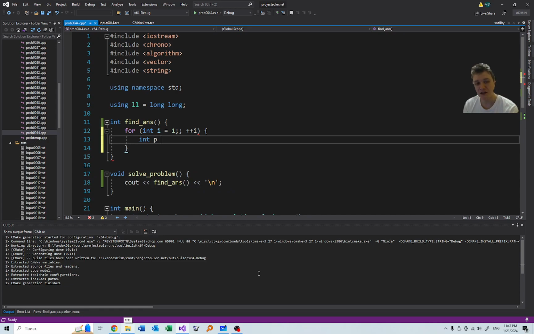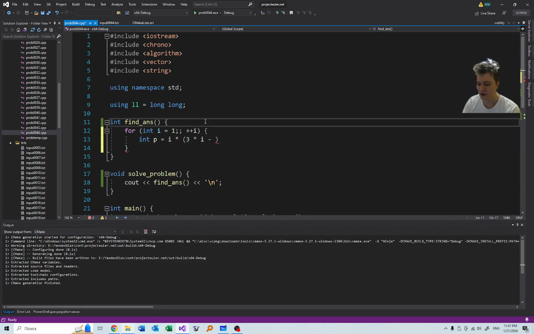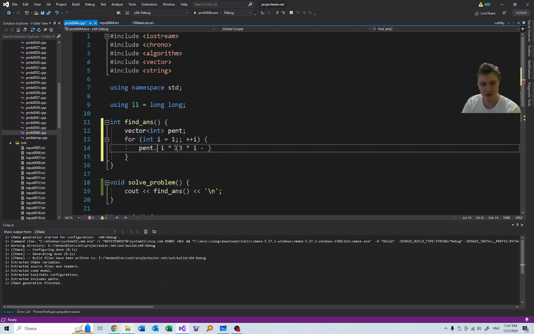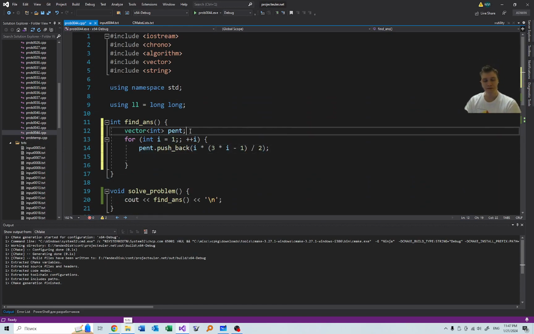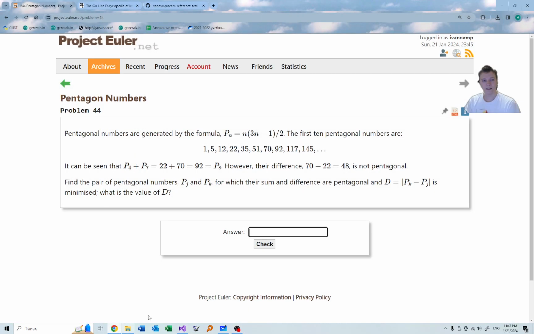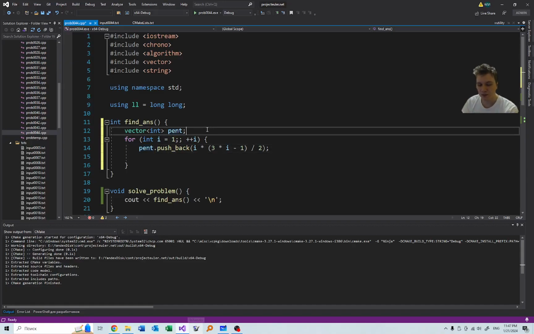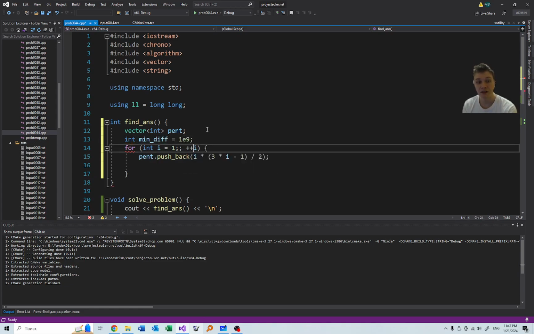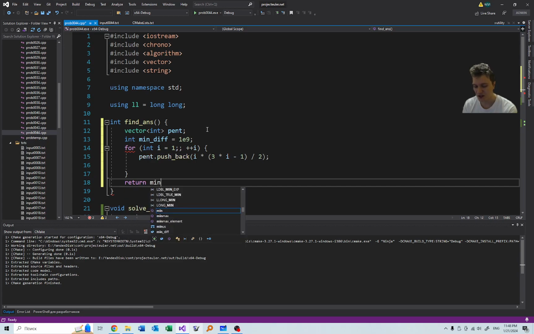Let's take a pentagonal number, which is i times 3i minus 1 over 2. Let's store them in a vector. They say that pent.push_back(i times (3i minus 1) over 2). Then I need to iterate over, and look at the minimum possible difference. In the end, we return the minimum difference.